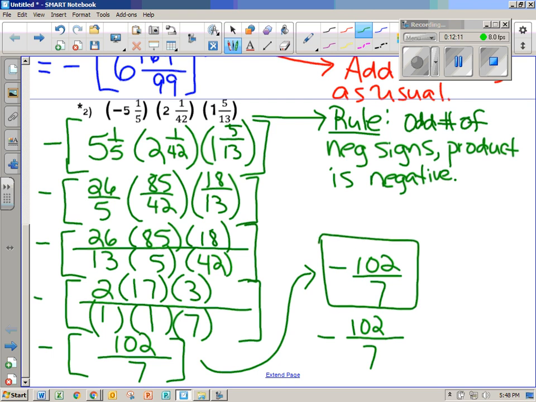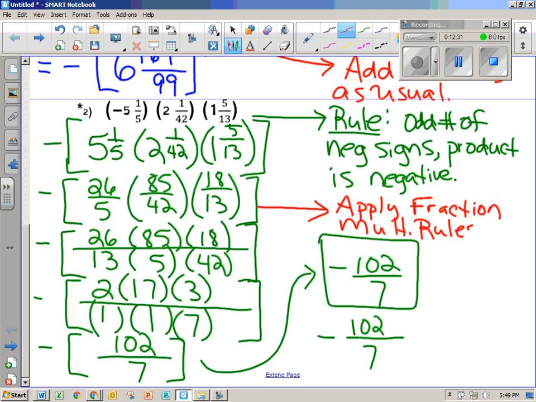So let's add on one more step over here. We identified our rule, and from there we just multiplied as usual. So I'll just put apply fraction multiplication rules. So there's a good example of a multiplication problem.